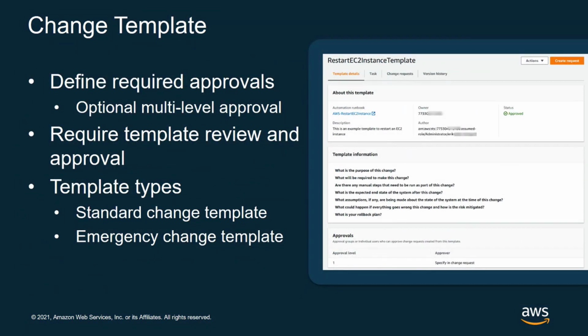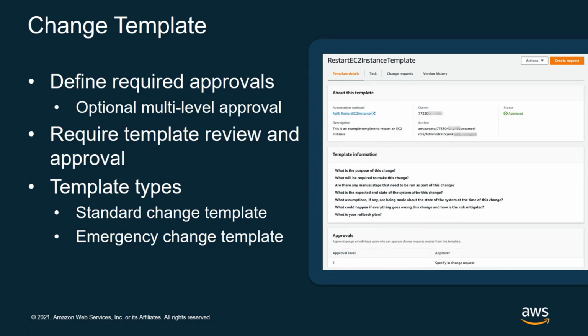To talk about a change template further, a change template is a collection of configuration settings within Change Manager that define things such as required approvals, available runbooks, and notification options for change requests. You can require that the change templates created by users within your organization or account go through an approval process before they can be used as part of change requests.